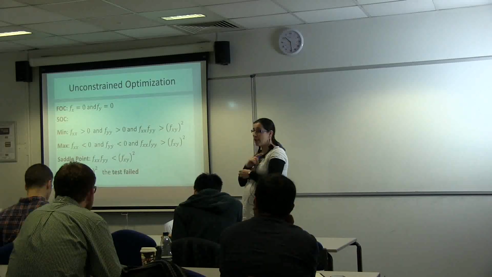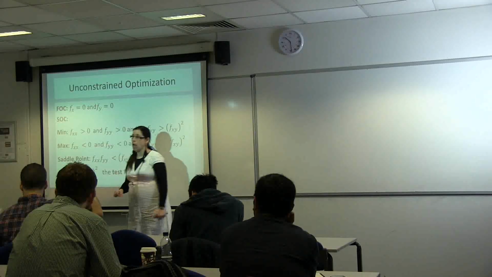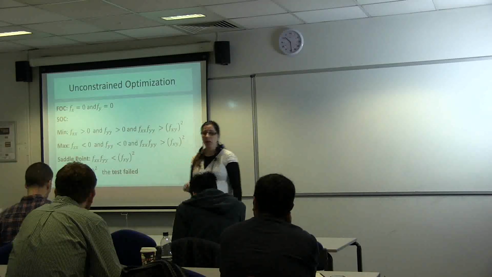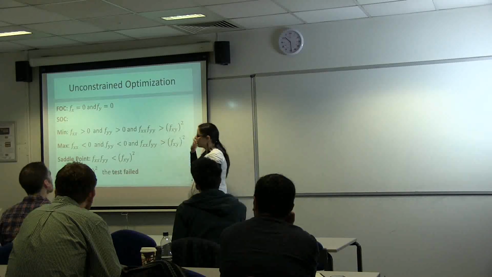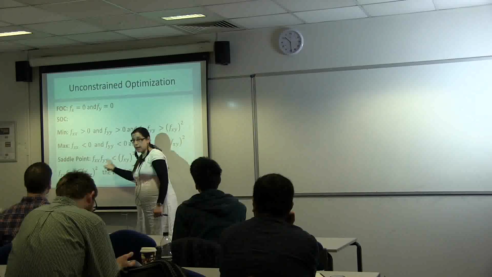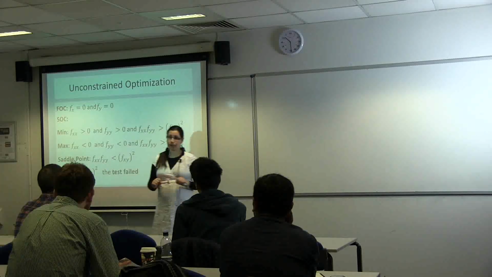Okay, so just be careful. Just because something is both positive and both negative, that doesn't necessarily give you minimums or maximums. You always have to check for this, because in some cases it might still turn out to be a saddle point.